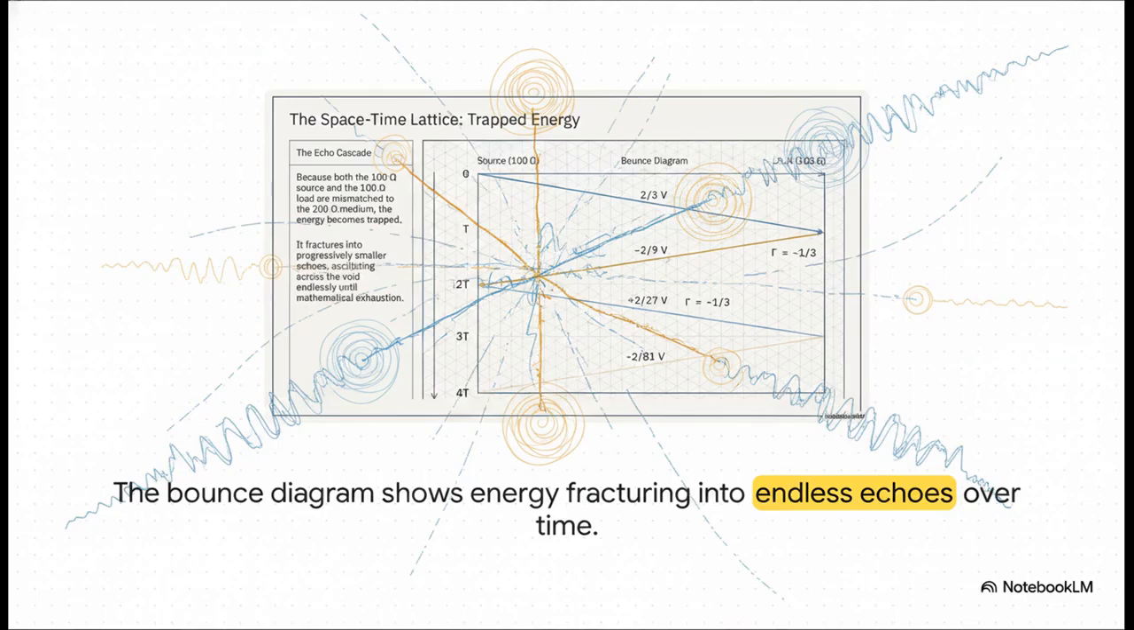What you're looking at is a bounce diagram, and it maps the signal's chaotic journey. You see the initial 2/3 V wave travel from left to right. Then you see the -2/9 V echo bounce back. But look what happens when that echo gets back to the source. If the source isn't matched either, it reflects again. The energy gets trapped, fracturing into this infinite series of smaller and smaller echoes, just bouncing back and forth endlessly.